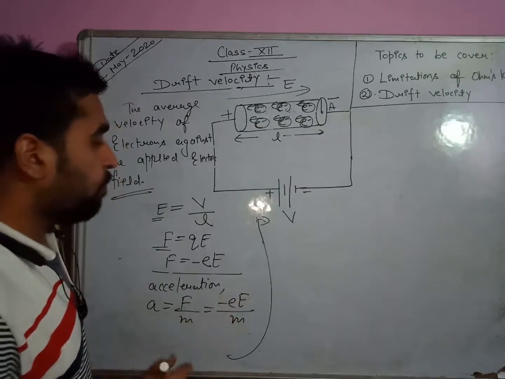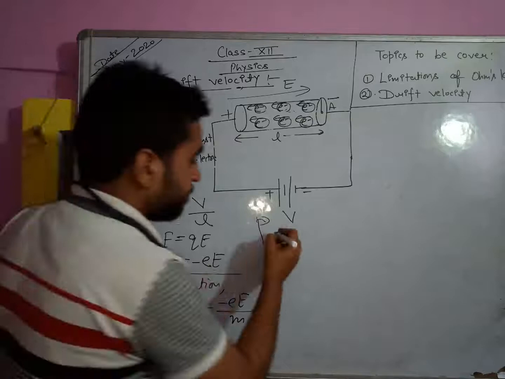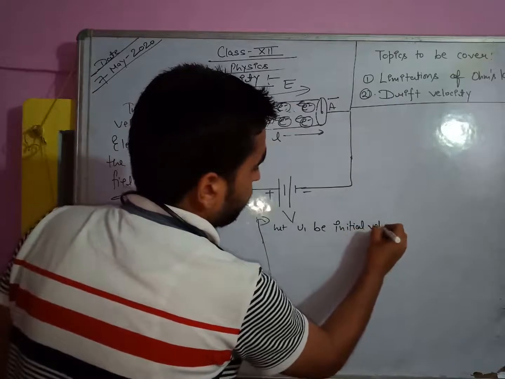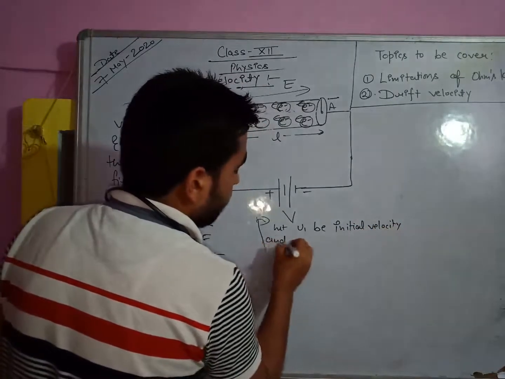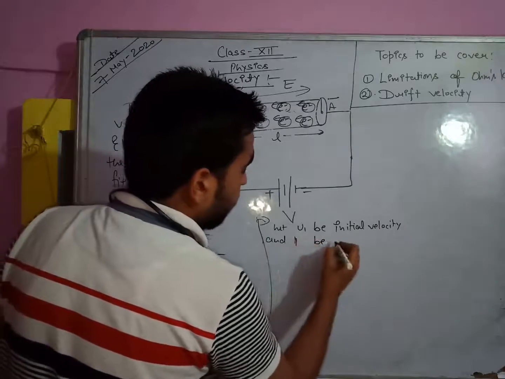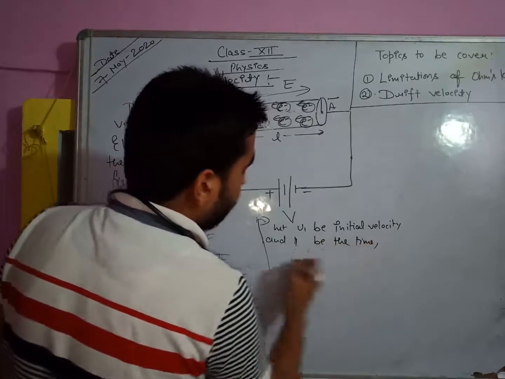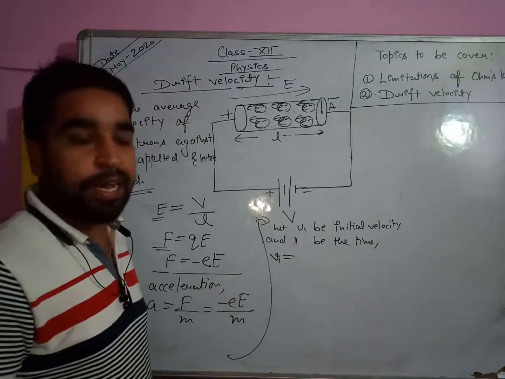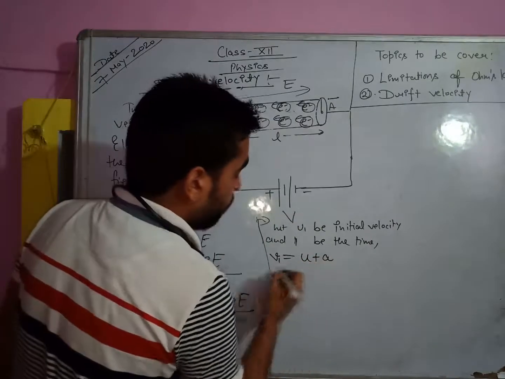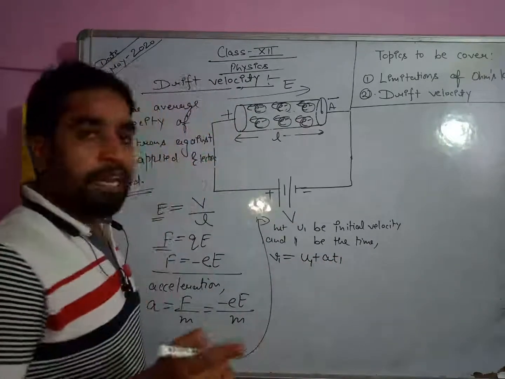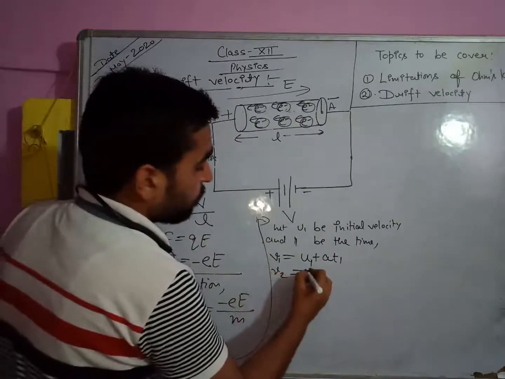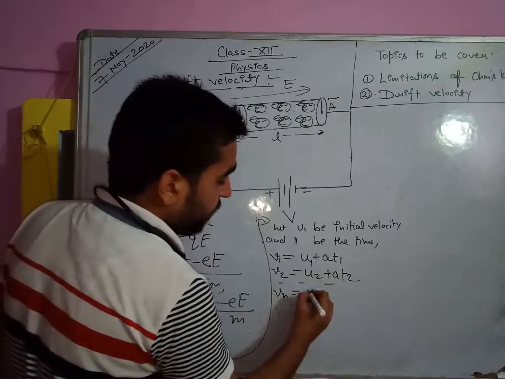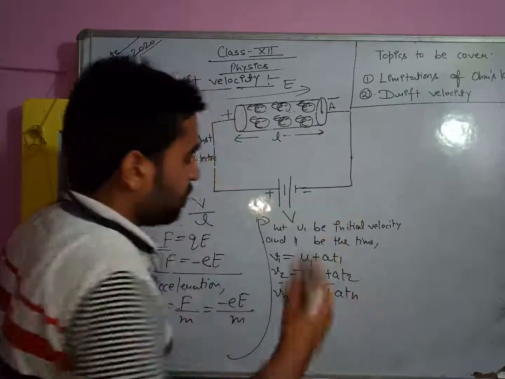Acceleration we have calculated for one electron. Now let us consider one electron. Let u1 be the initial velocity of one electron, and t1 be the time for which it travels. So what will be the final velocity gained by this electron? We have studied the equation of motion, so v1 is equal to u1 plus a t1. Similarly, there are a number of electrons. For the second electron, v2 is equal to u2 plus a t2. Similarly, for the nth electron, vn is equal to un plus a tn. So this will be the velocity.